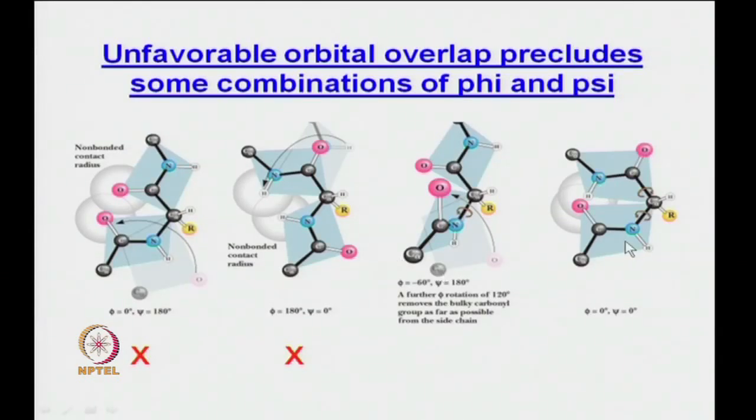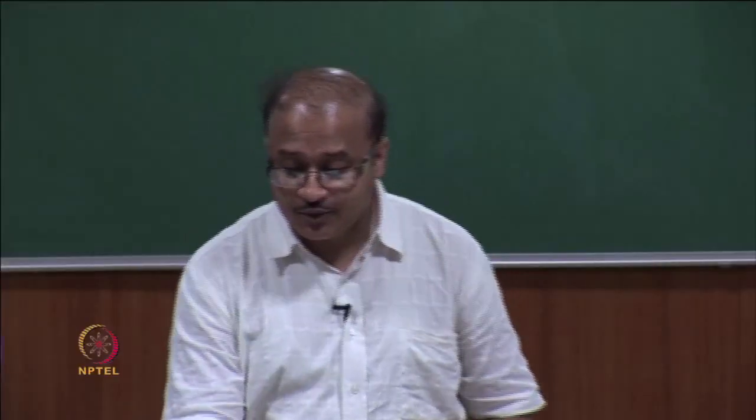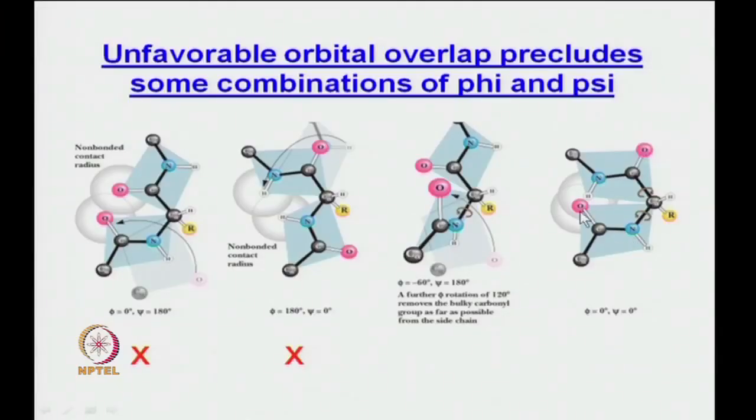Okay. Let us go to the last one, here psi is equal to 0, phi is equal to 0, psi is equal to 0. So, what do you have? You have huge amounts of interactions out here, and because you have huge amount of interactions, again this is not favorable. So, what you can see in between, there is a third one.